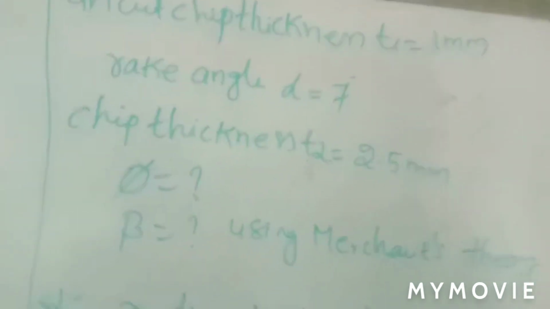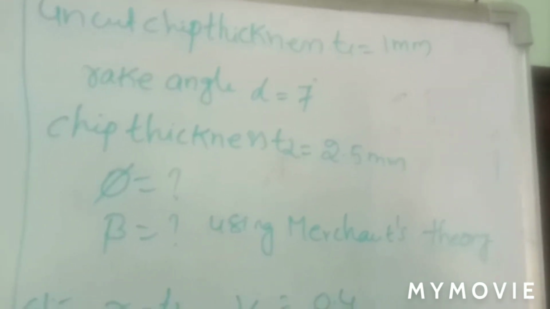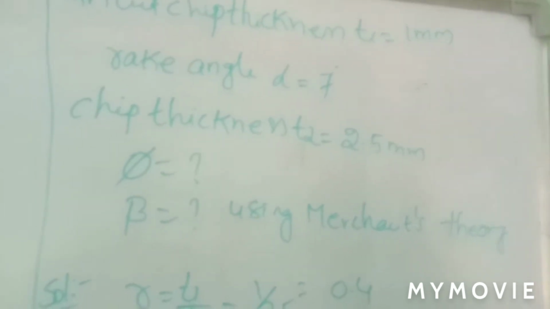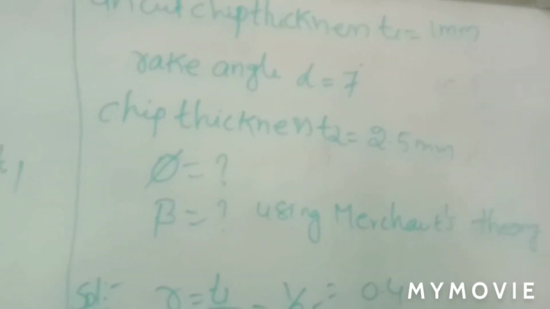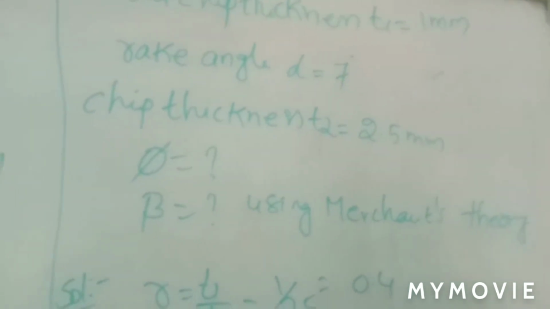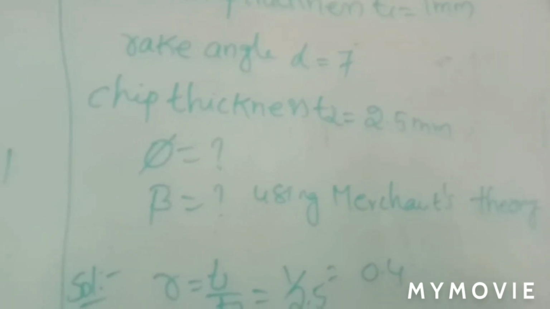Is there any possibility for finding out the value of what we call phi value or beta value? There is a possibility. What is the possibility? You are having a phi formula, that is the shear angle formula. You already solved it in your previous case also. What is the formula? Phi equal to, right?